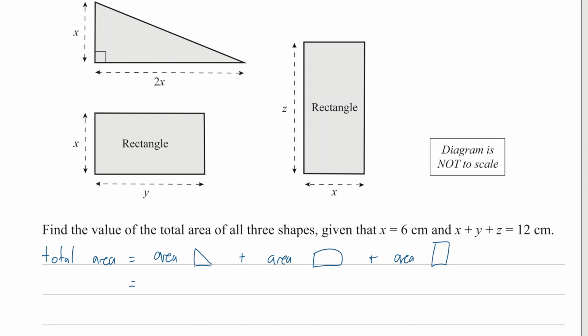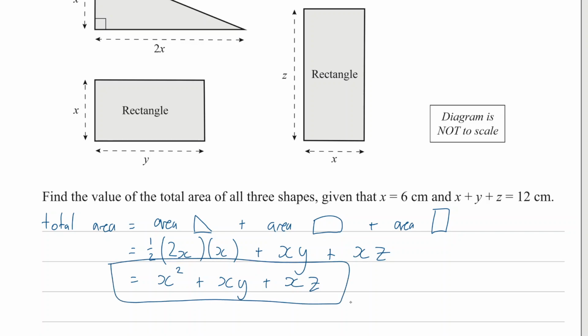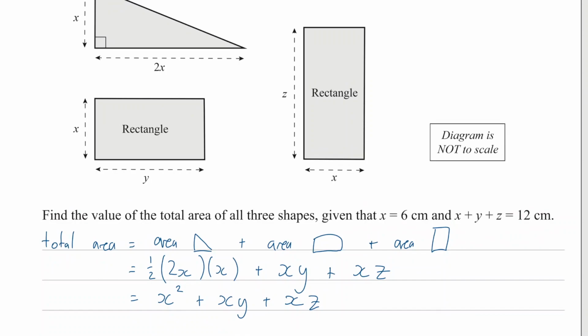So the area of the triangle is half times the base, which is 2x, times the height, which is x. All right, base, height, half times base times height. And we'll add the area of the horizontal rectangle, which is x times y, right? Width times length. And then the vertical rectangle, x times z. Now for the area of the triangle, we can simplify that a bit. So half times 2, that's just 1. Great. And then x times x is x squared. Everything else stays the same. And so what we have here is the total area, but it's in terms of x, y, and z.